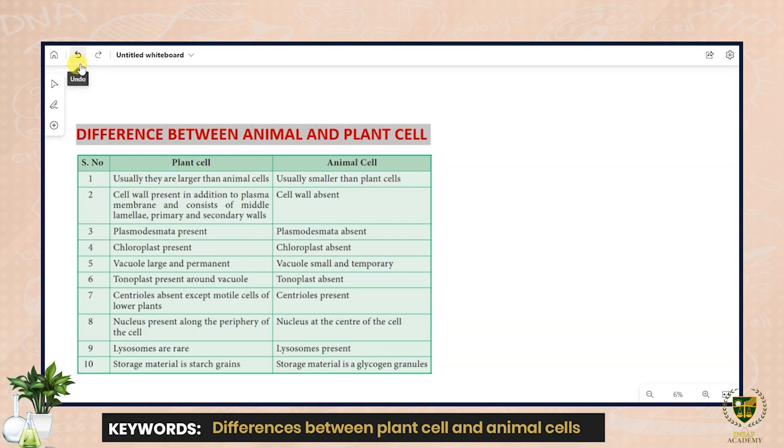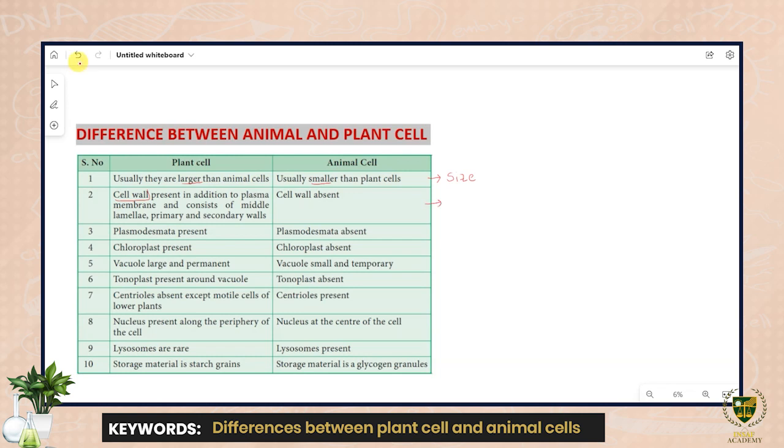So first of all, students, the first comparison is of their size. As far as size is concerned, plant cells are usually larger than animal cells, while animal cells are usually smaller than plant cells. Clear? The generalized difference between them. The next difference is the cell wall. That is an important difference. Clear?